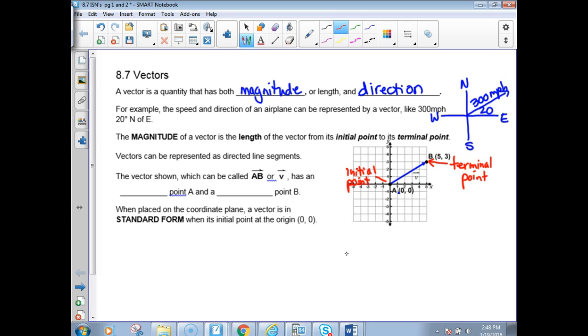Vectors can be represented as directed line segments. The vector shown, which can be called vector AB or vector v, has an initial point at A and a terminal point at B. When placed on the coordinate plane, a vector is in standard form when its initial point is at the origin. So this one is a standard form vector. That one is in standard form.